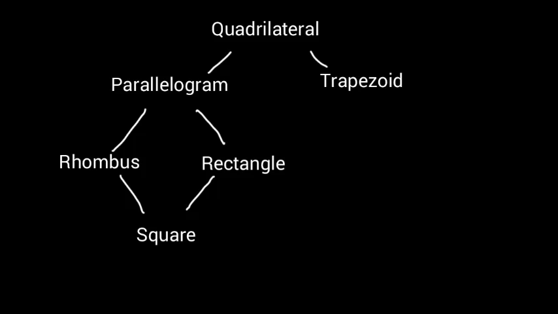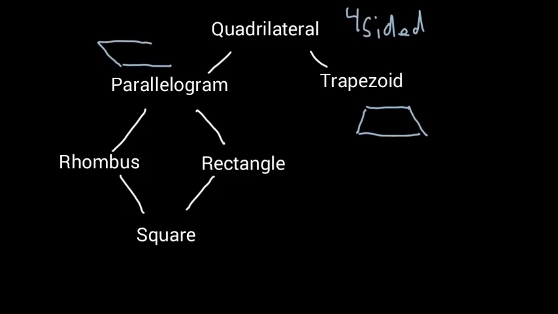Alright, now let's classify quadrilaterals. A quadrilateral is any four-sided shape. So we'll start with trapezoid. A trapezoid means one set of parallel lines, whereas a parallelogram will mean two sets of parallel lines. And sometimes you'll see these little arrows showing you that they are parallel.